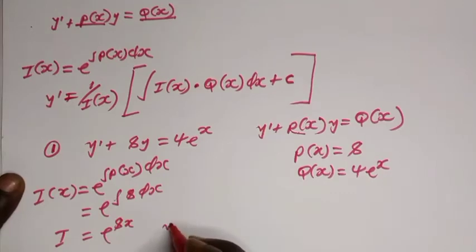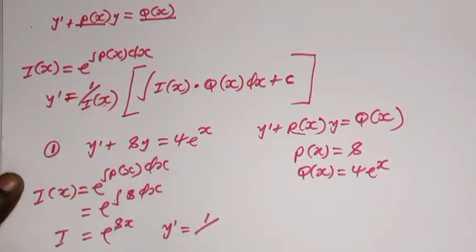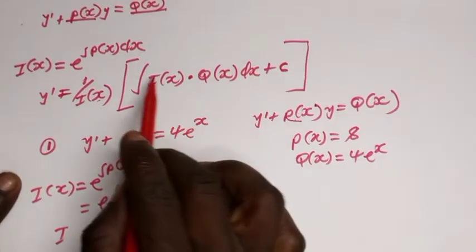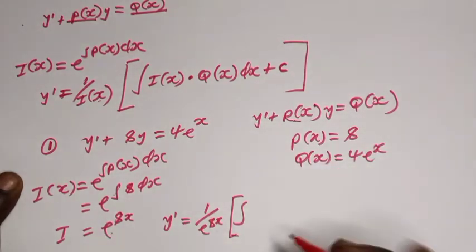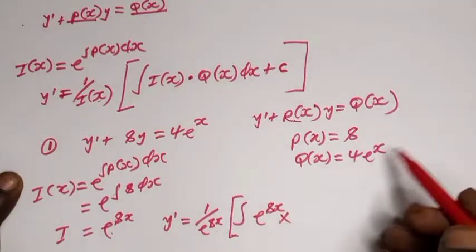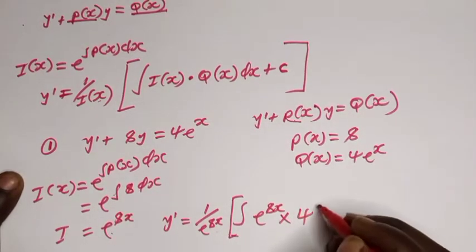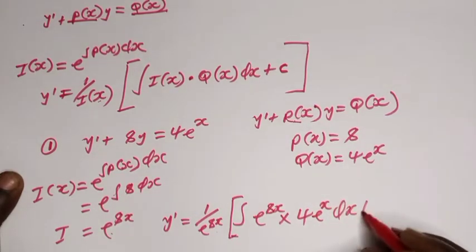The general formula, we all know that it is this one. So let's substitute now. It is y equals 1 over I(x), where we put e power 8x, open square brackets, then integral, where there is I(x) we substitute e power 8x, then multiply by q(x), which is 4e power x, then multiply by dx plus c.